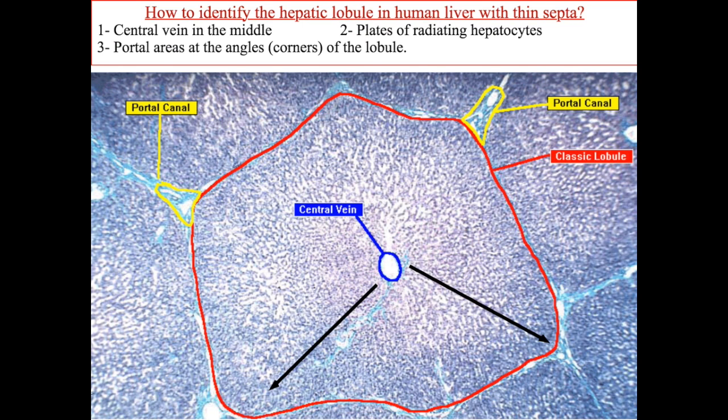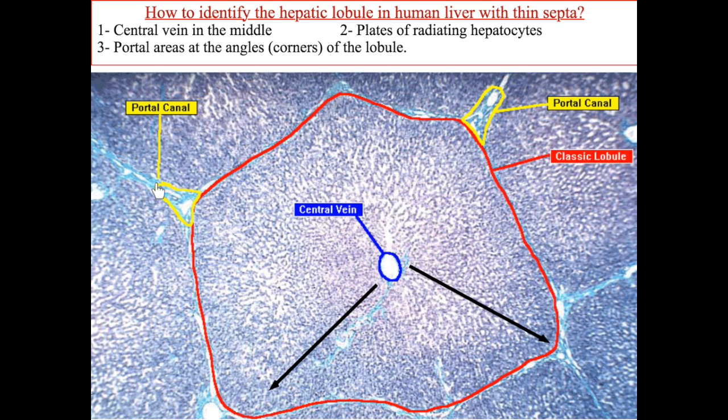Then, how can you identify the hepatic lobule in case of human liver, which has thin septa? We have three characters. First of all, you will see the central vein. Then you will see from the central vein these rays of hepatocytes radiating from this central vein. And then you will look at the periphery.